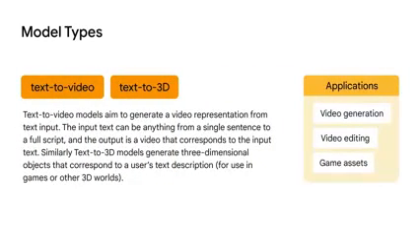There's also text-to-video and text-to-3D. Text-to-video models aim to generate a video representation from text input. The input text can be anything from a single sentence to a full script, and the output is a video that corresponds to the input text. Similarly, text-to-3D models generate three-dimensional objects that correspond to a user's text description for use in games or other 3D worlds.